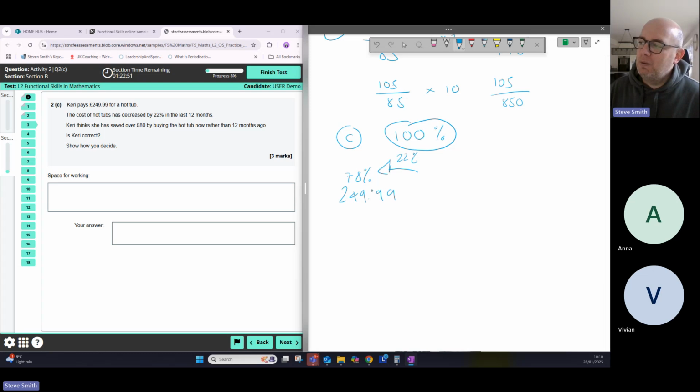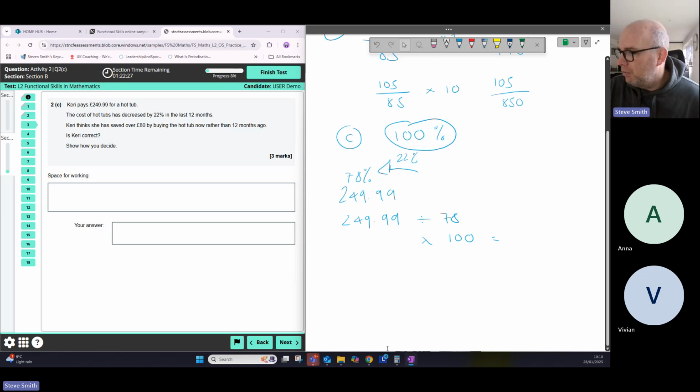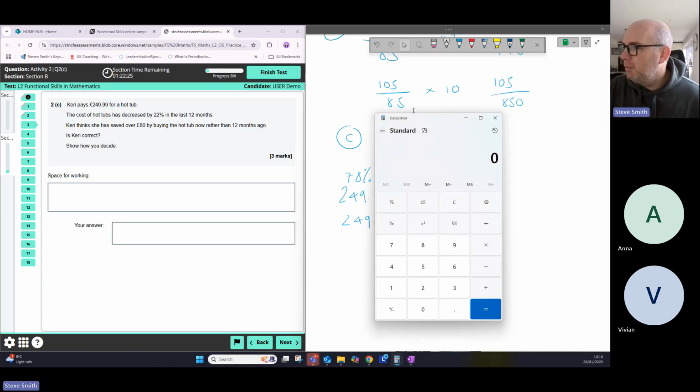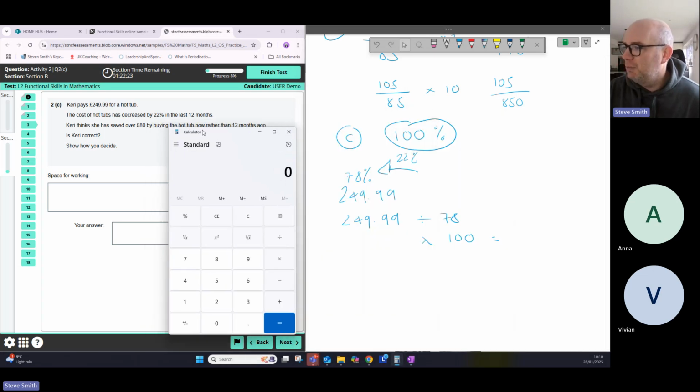So we can see here we've got 78 pieces of our original 100 that we need. So quite simply, we're going to divide the price we've got by 78, because that's the price of one piece. And then we're going to multiply that answer by 100 to get our 100 pieces, or our 100% number. So if we grab our calculator back open, because we've got all the information we need.